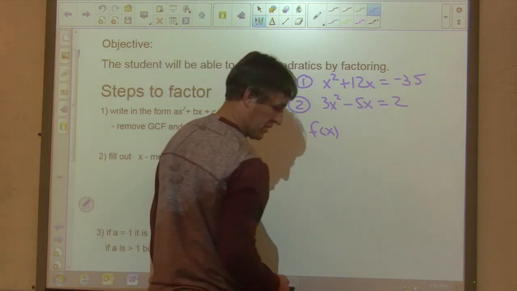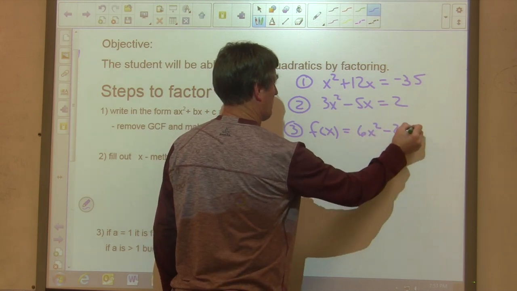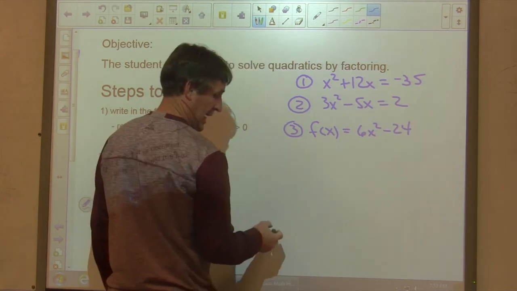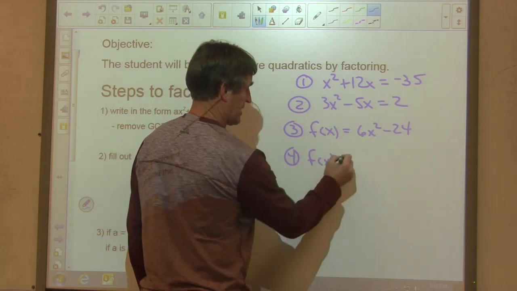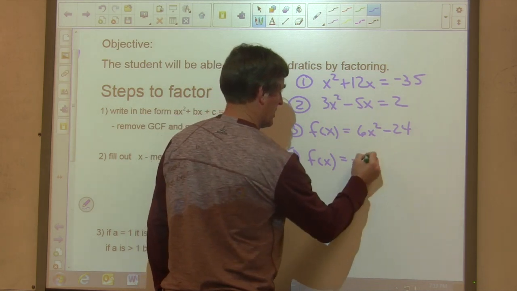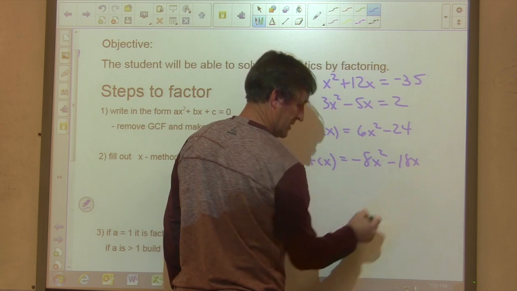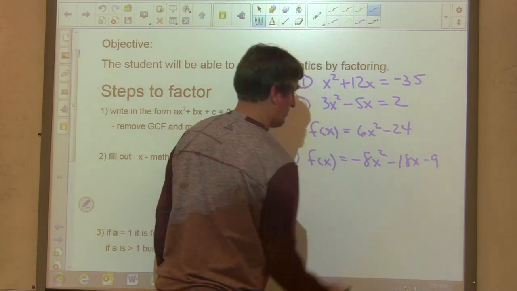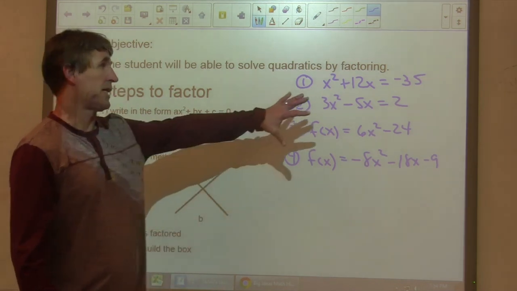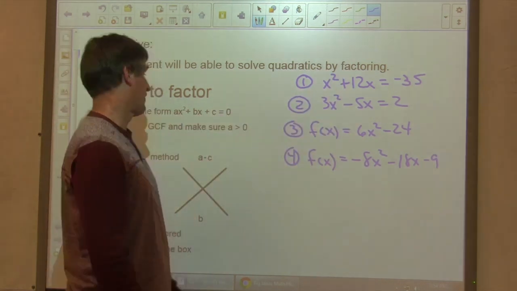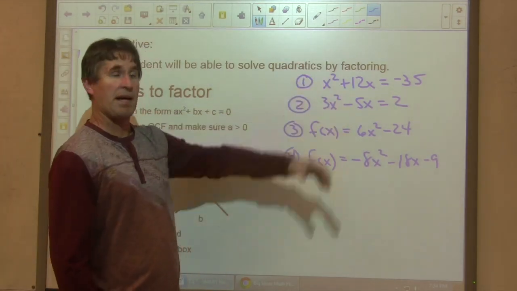F of x equals 6x squared minus 24. And the last one, f of x equals negative 8x squared minus 18x minus 9. So I've intentionally put a little difficulty into these and formed them a little bit differently. But hopefully you can pause the video here and go through and do them and then come back and see how you did.